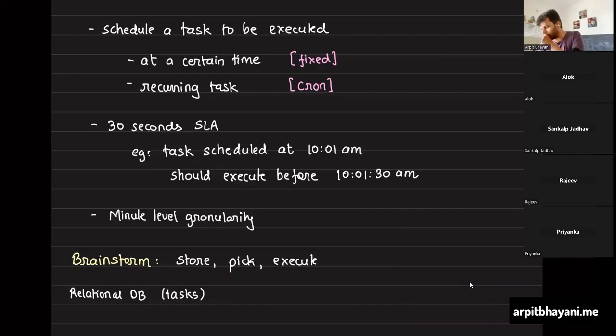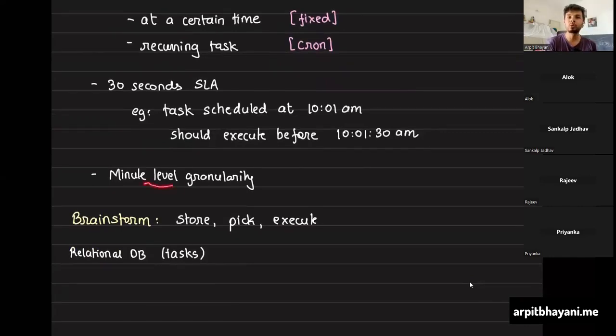Right? So the SLA that we're maintaining is 30 seconds, and we would only allow people to schedule a task at a minute level granularity, which means someone can say, hey, I want this task to be executed at 10:01 or maybe 10:05, maybe 8 p.m. But they would not say 10:01:32, basically 32 seconds past 10:01. No, we are operating at minute level granularity because that's a fair assumption, right? Why would you want to do it exactly at this second? There is no need for that. So we operate at minute level granularity.